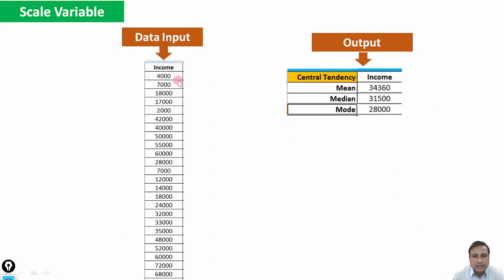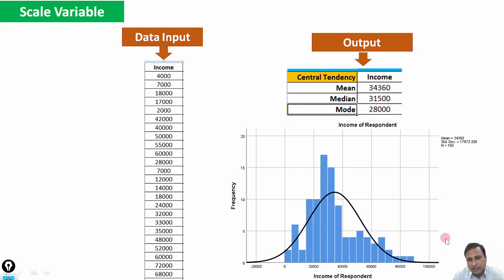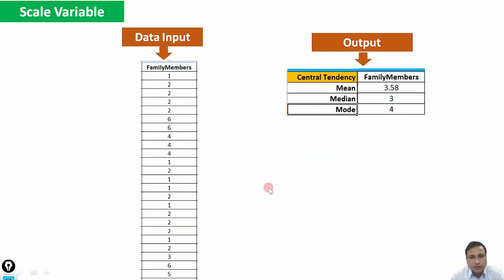Now come to the income. Again the same thing: mean, median, mode. 34,000 something is the average income of my respondents. Median is 31,500 and mode is 28,000. Now if I draw a diagram, it looks like this. Again here my mean, median and mode are somewhere here at the center. It represents the center of the distribution. Fine. Now let me take you further.